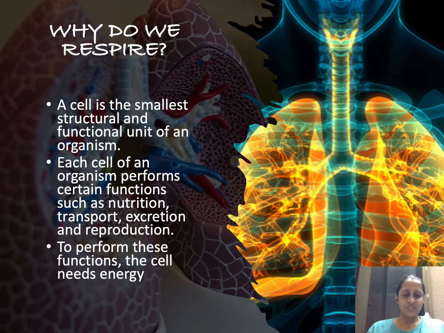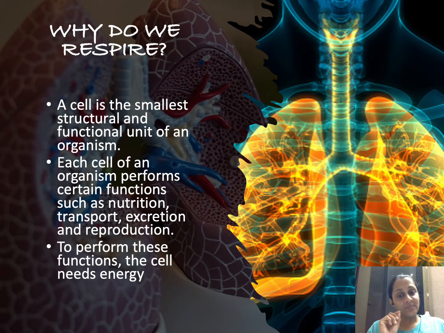Before plunging into aerobic and anaerobic respiration, let us understand why do we respire? Why do we have to breathe in? Our body is made up of a lot of small cells, and the cell is the smallest structural and functional unit of an organism. All the functions which are happening, digestion, respiration, excretion, are all happening through the cell. Plus it is giving you the structure, your body the structure, your organs the structure.